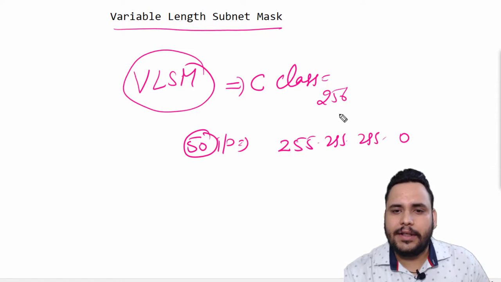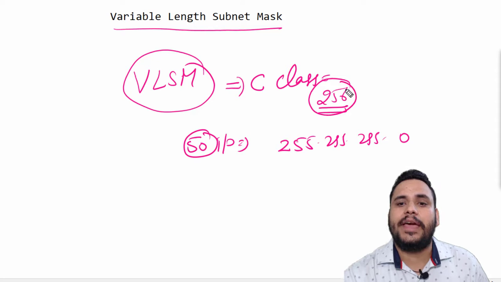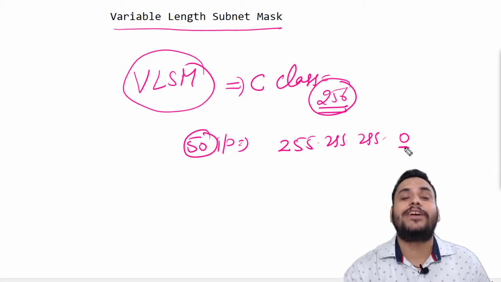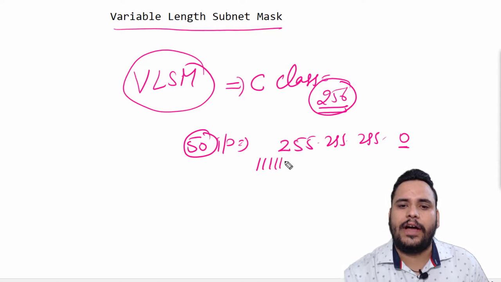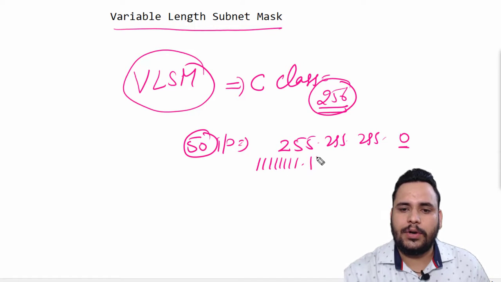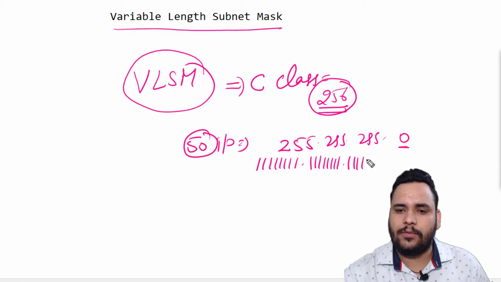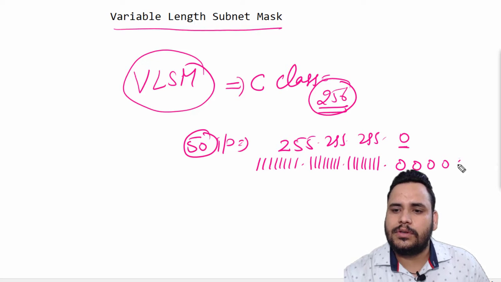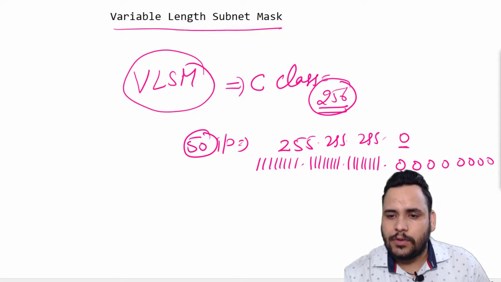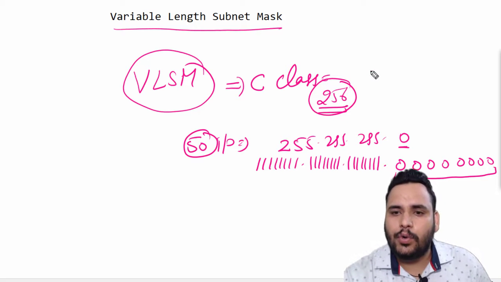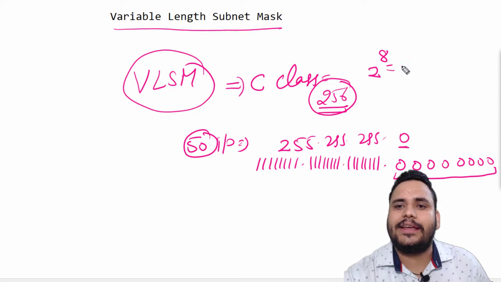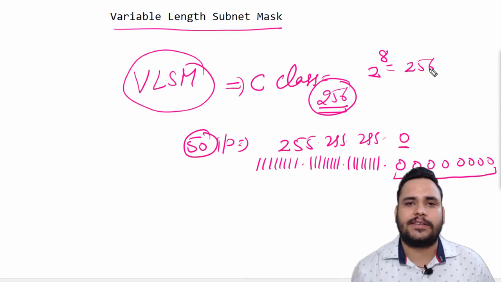In C class, the hosts are based on the zeros in our subnet mask. How? We can see 1, 2, 3, 4, 5, 6, 7, 8. 1, 2, 3, 4, 5, 6, 7, 8. 1, 2, 3, 4, 5, 6, 7, 8. Then 0, 0, 0, 0, 0, 0, 0, 0. So we have 8 zeros in our C class. So 2 raised to power 8 is equal to 256.